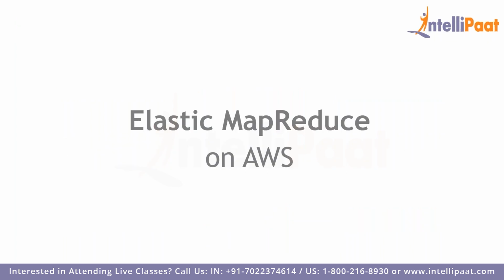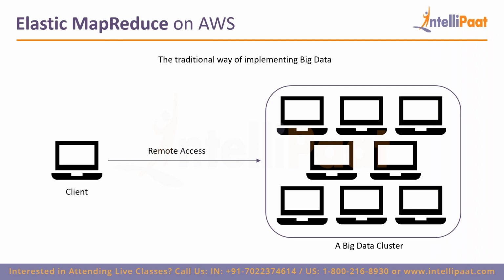So let us move on to the cloud now that we have a little background on the technologies and the stacks we are going to be using today with AWS. Elastic MapReduce is one of those technologies. Now, Elastic MapReduce, it's just a fancy name. It's just one of the services that AWS provides as a cloud service. So this is the traditional way of implementing big data.